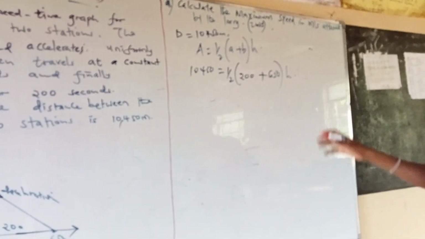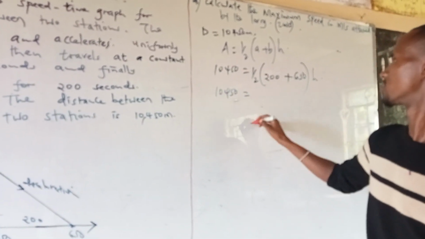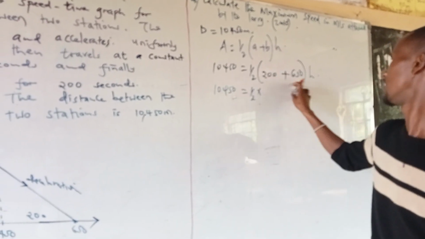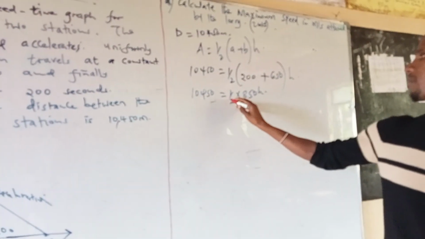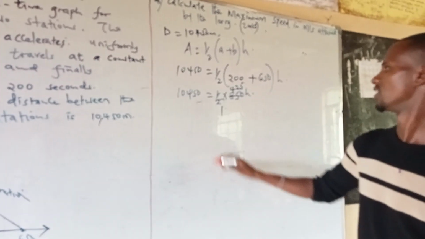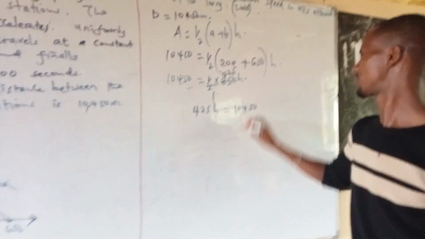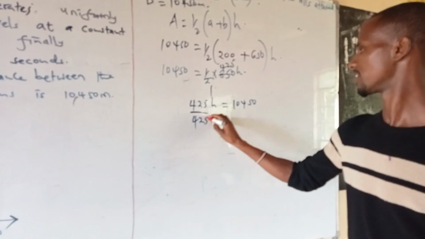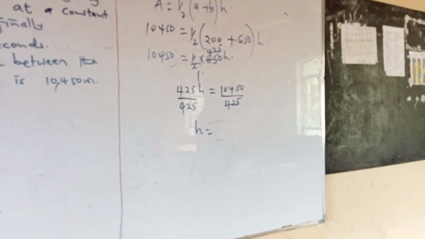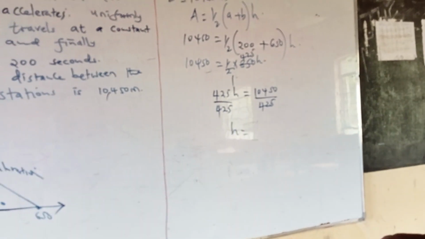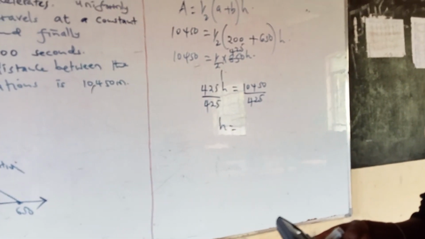Okay? So what we do here is that we will simplify this. So it will be 10,450 is equal to a half multiplied by 850h. Okay, so a half of 850 is 425. Therefore, 425h is equal to 10,450. And then now you divide by 425. And now that will give us, you may take the subject. So 10,450 divided by 425.